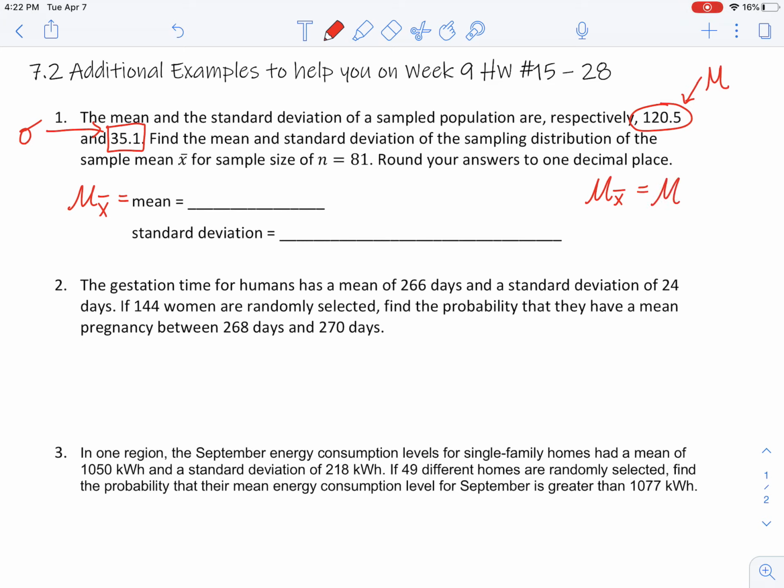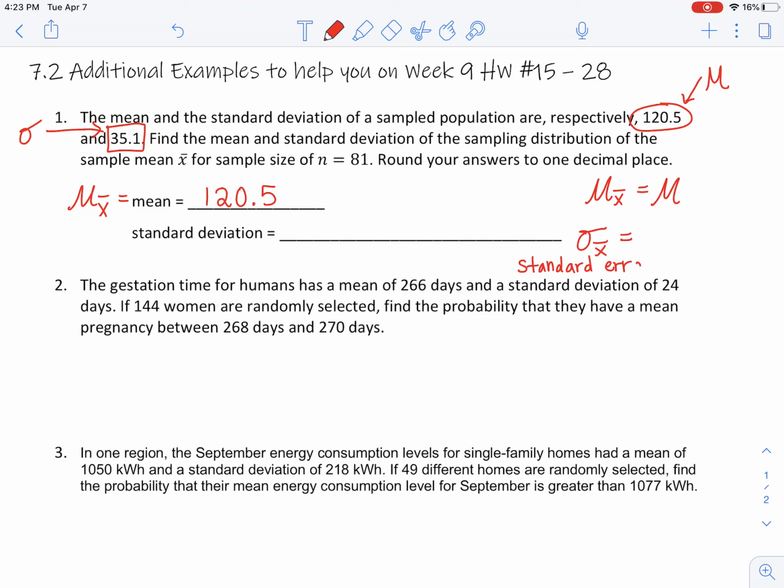And you know, from going over those slides with me, the mean of the sampling distribution of the sample mean is equal to the mean of the population, right? So therefore, without thinking, this first answer is simply 120.5. We were given the mean of the population, so it must be the same.